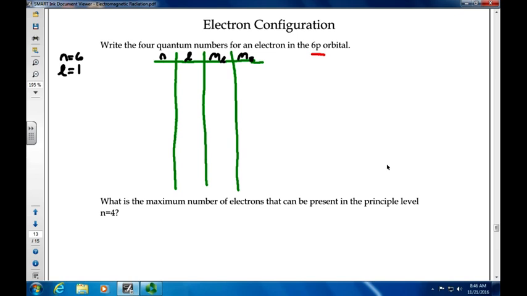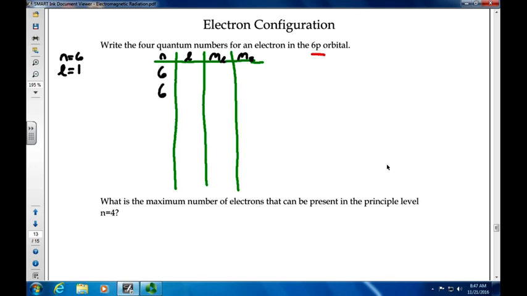You could just simply add up all the possibilities, but you could just as easily look at it in terms of, for every L, for this particular case, there are going to be 3 M sub L's. There are going to be 3 possible magnetic quantum numbers. And of those, there are going to be 2 spin quantum numbers, which means that we're going to have a total of 6 entries on here. So let's write those out.